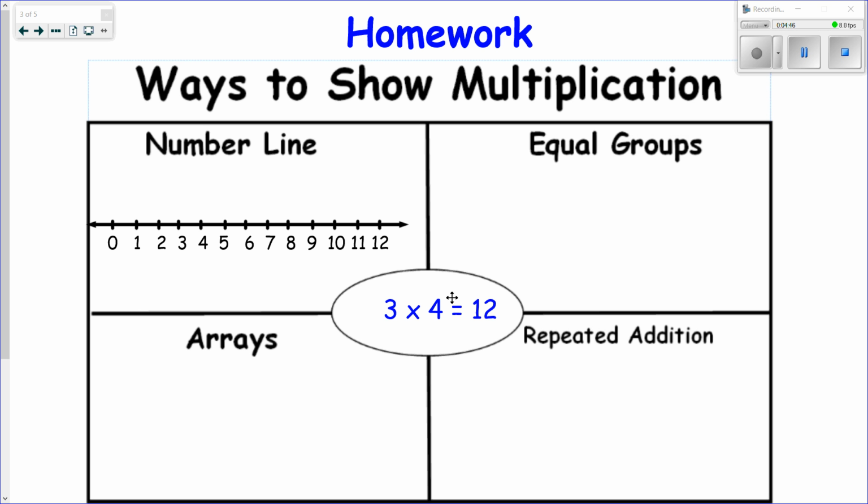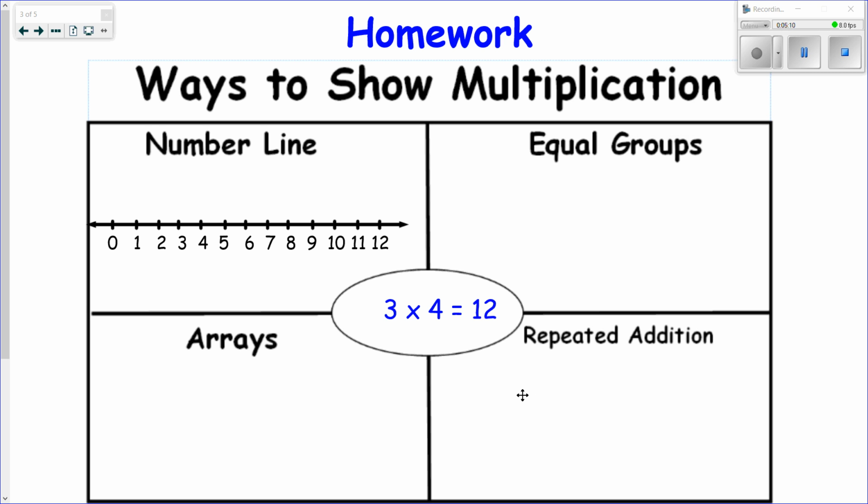Next, equal groups. Remember, the first number shows how many in each group. The second number shows the number of groups. Then we're going back to arrays. I want you to make an array of three rows and four columns. You don't have to do circles. I just like how neat it looks, but you can use any shape you want as long as it's set up in an array format.